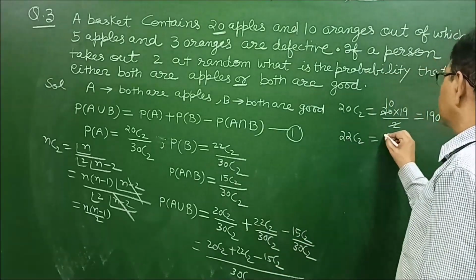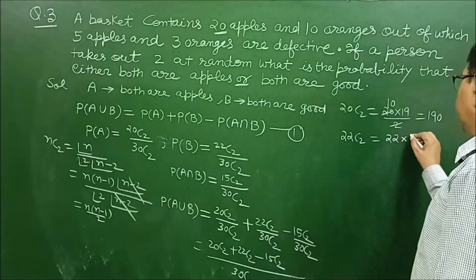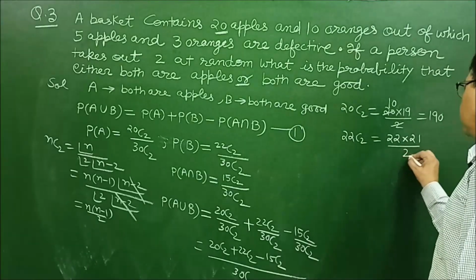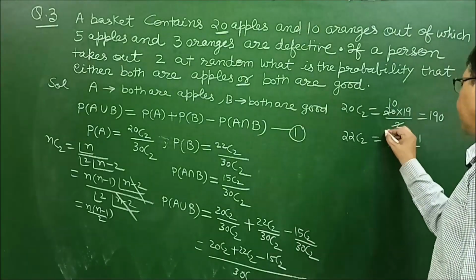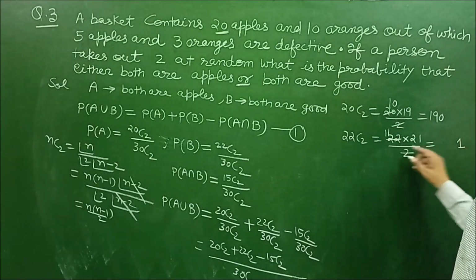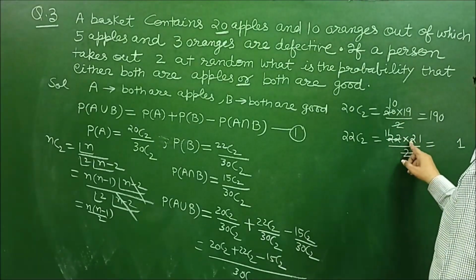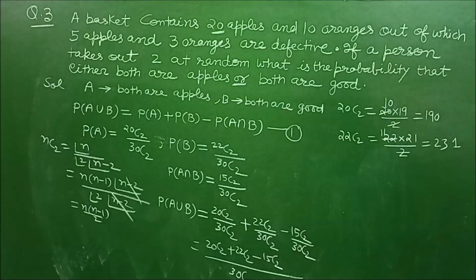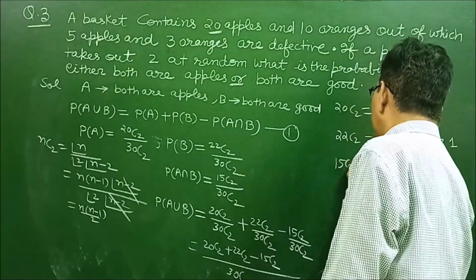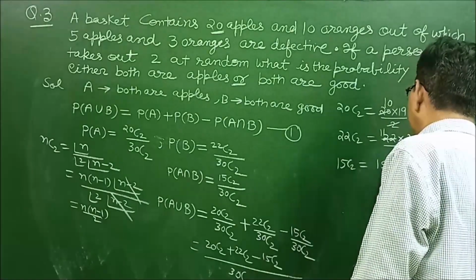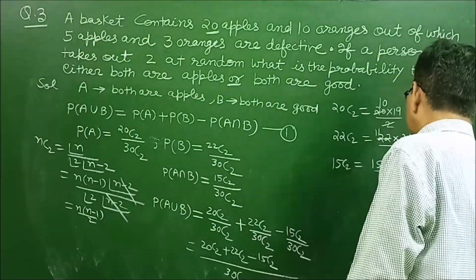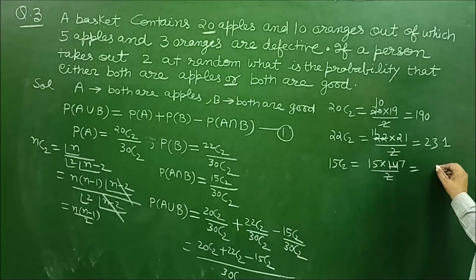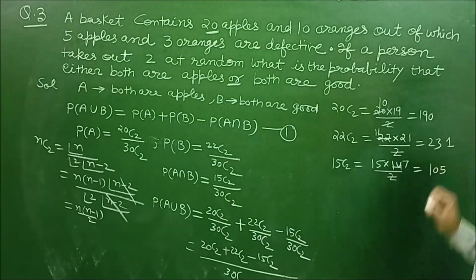22C2 is equal to 22 into 21 upon 2, using the formula. So 2 elevens cancelled, 11 ones are 11, 11 twos are 22, 22 and 1, 23, 231. Now the third value is 15C2. 15C2 is equal to 15 into 14 upon 2, which is equal to 7 times, 7 fives are 35, 105.